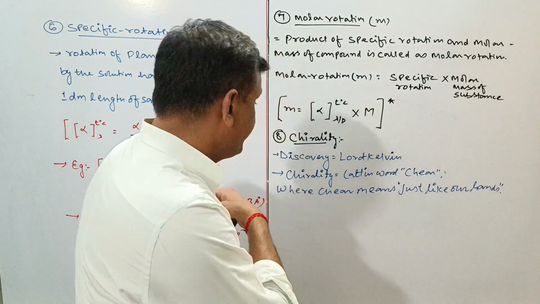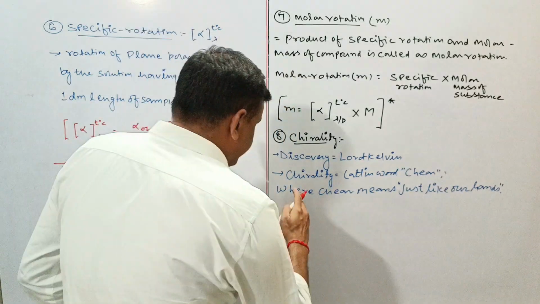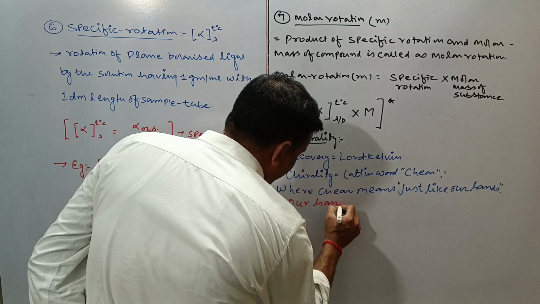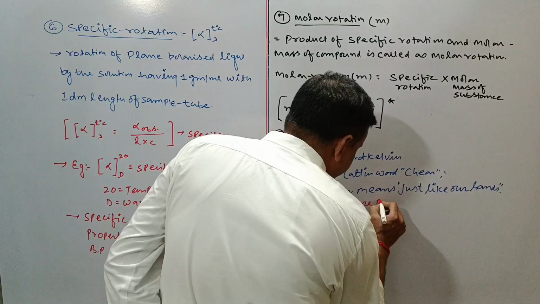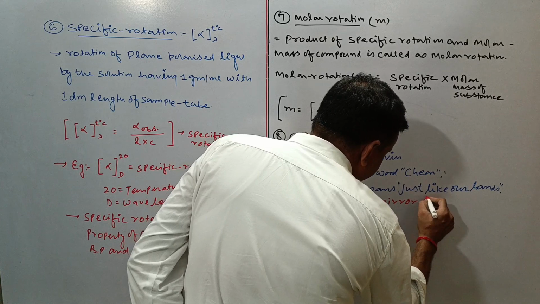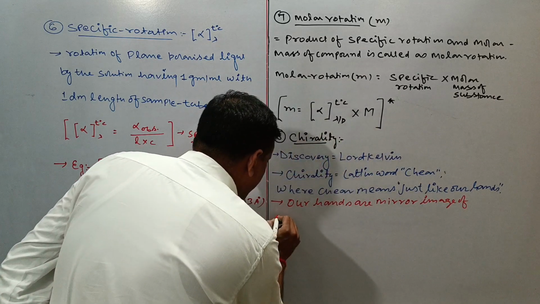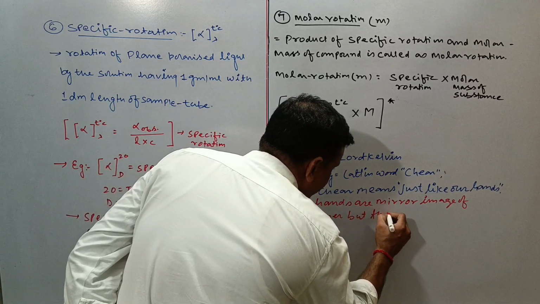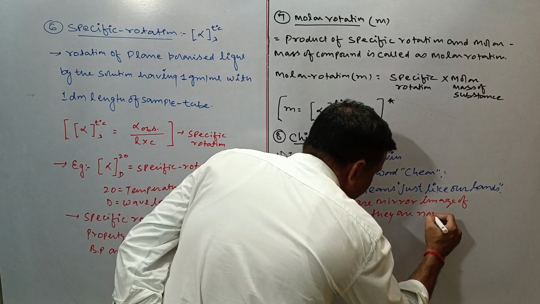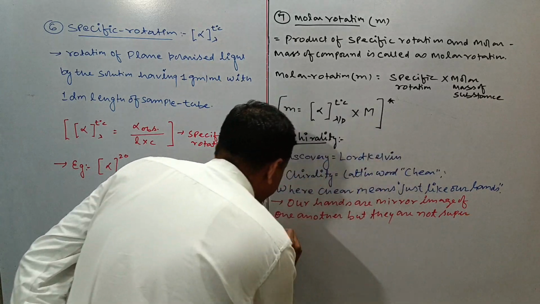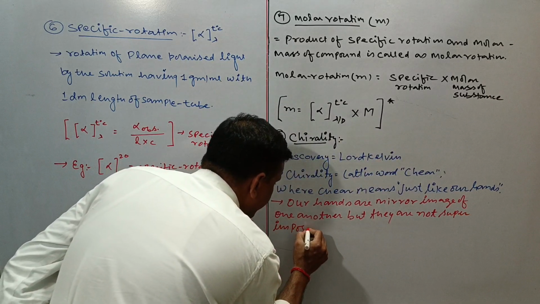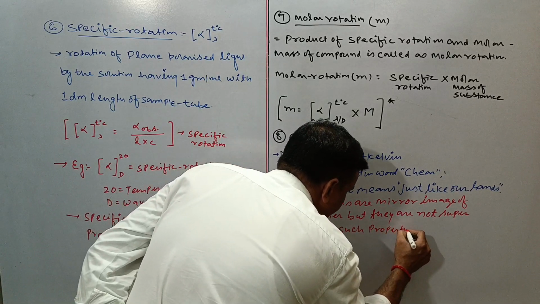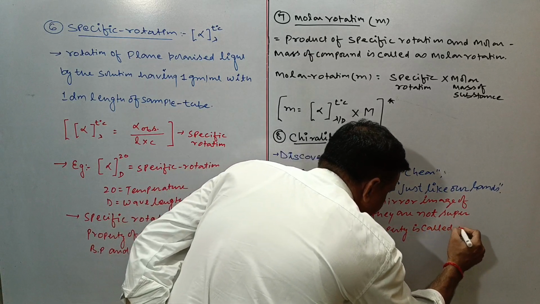So what we'll say, we will say just our hands, yeah, you can say our hands are mirror image of one another, but they are not superimposable. Such property is called as chirality.